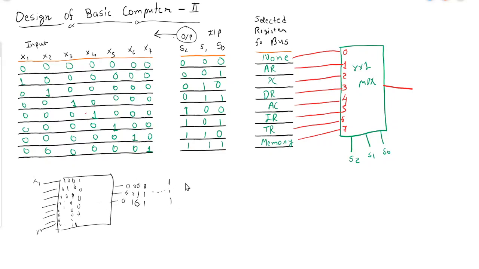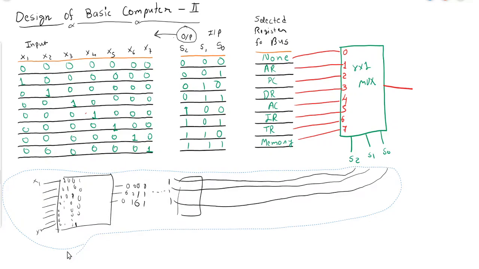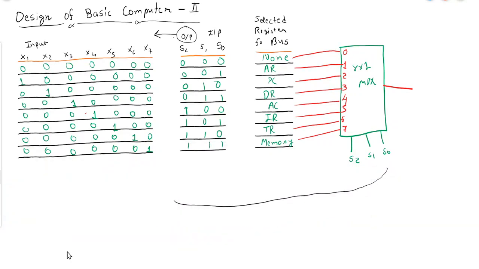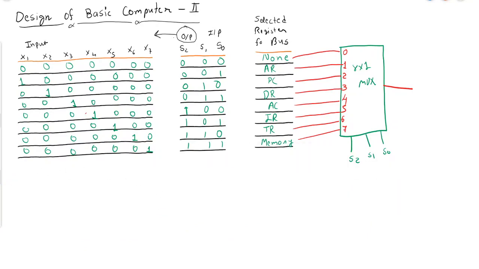This output will be directly forwarded to the input of the multiplexer, meaning this will be S0, this will be S1, and this will be S2. So this is how we can derive the circuit. Now what is this X1? Now we will try to focus on what is X1, what is X2, X3, X4, X5, X6 and X7. Let me try to explain what these are and how we can derive the expression for each individual element.